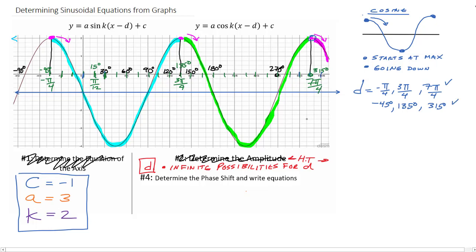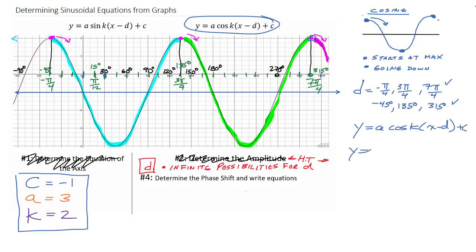3 in radians, 3 in degrees. So if we're going to write this out, it's the exact same stuff as the sine except for d. The only thing that's different is the d. So y equals a cos of k(x minus d) plus c, which is 3 times cos of 2(x minus d). All we change is the cos and what we put in for d. The c is still the same, everything's still the same, right? So all that's different is what we're going to put in here.